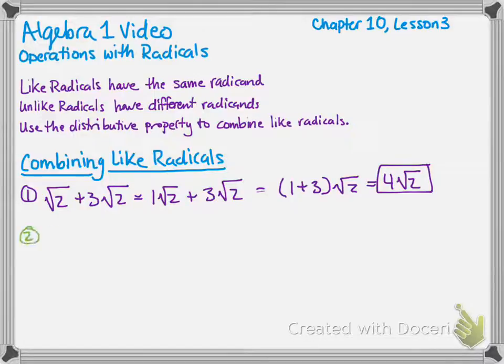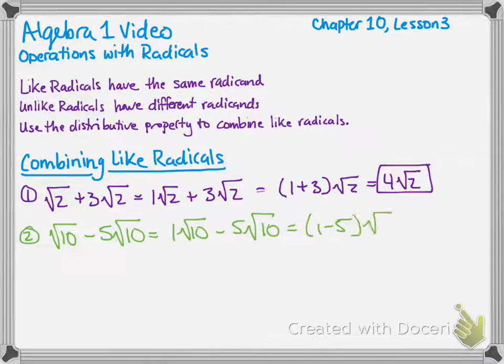All right, so if I have a square root of 10 minus 5 times the square root of 10, well, I have 1 square root of 10 minus 5 square root of 10, which means I'm going to end up with negative 4 square root of 10.